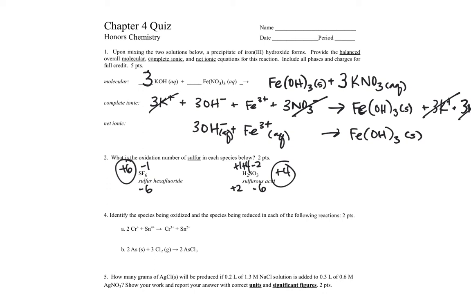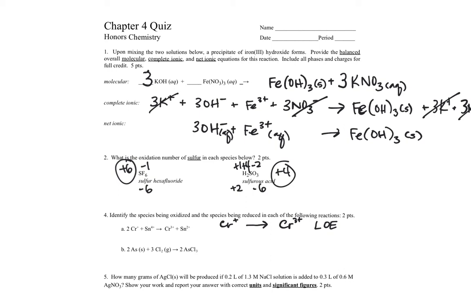Let's look at number 4. We apparently skipped number 3 here. So we're going to identify the species being oxidized and what is being reduced in each of the following reactions. So we need to be able to figure out what the half reactions are and whether they are gaining or losing electrons. So Cr+ is going to Cr3+. It's becoming more positive. It's going from +1 to +3, which means that it must be losing electrons, loss of electrons.